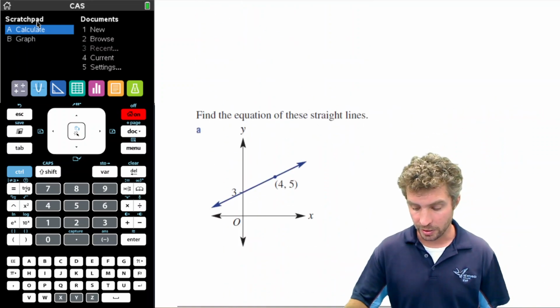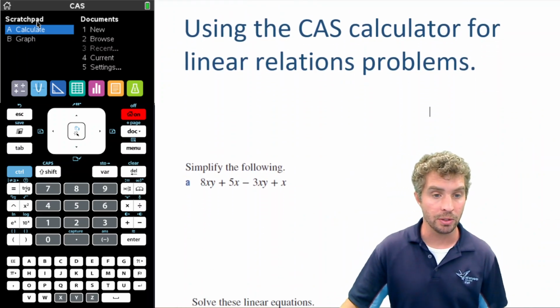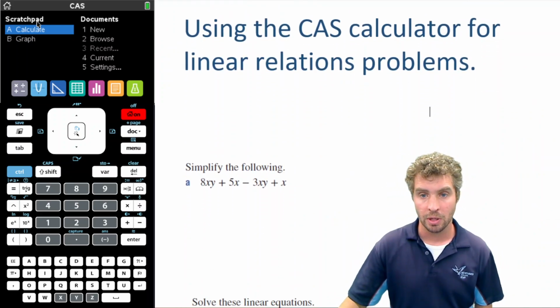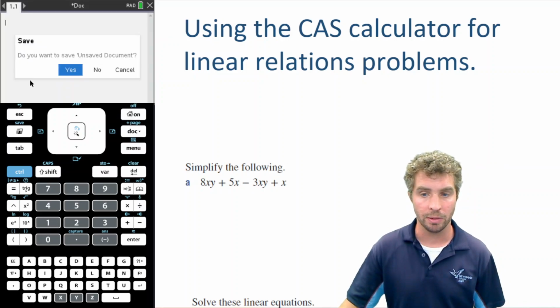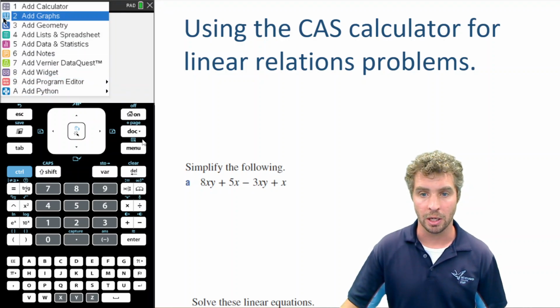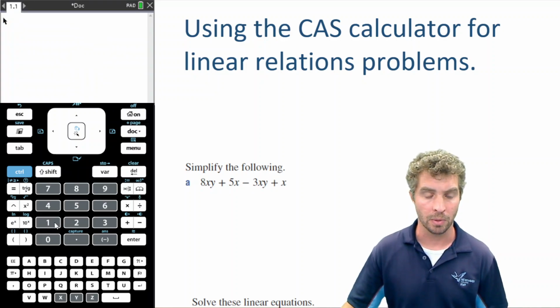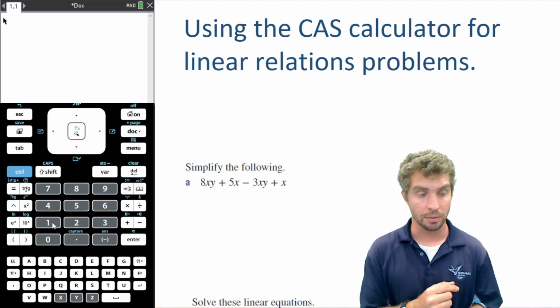So let's get started. And we are going to, like I said, be using the CAS calculator for this. So if we're on the home screen, we can press the number 1 for a new document. If you have a previous one, you might want to save it or not. And we can go 1 for add calculator, which is what we're going to be doing for most of this until we get to sketching graphs.